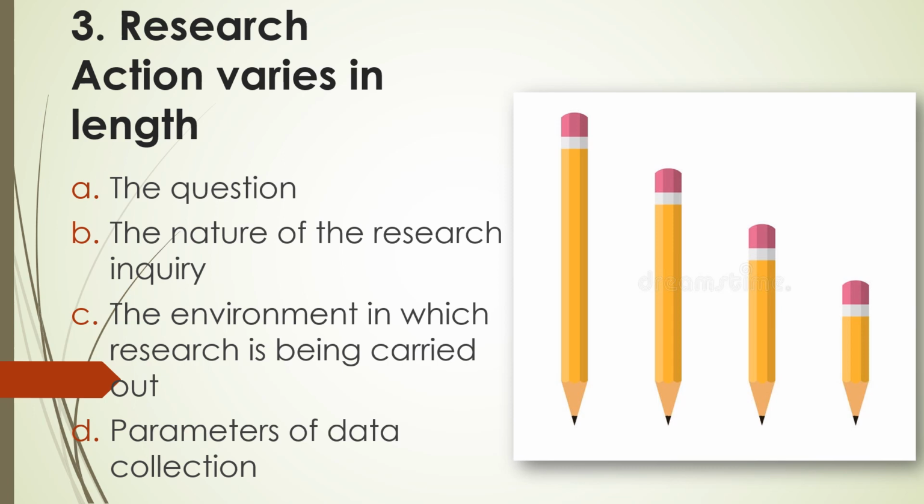Action research varies in length. It can be short or long, but the duration basically depends on a number of factors such as the question, the nature of the research inquiry, the environment in which research is being carried out, and the parameters of data collection. For example, if we are working in a college, we can conduct research in a minimum of like 2 class observations. If we are teaching in a school, then it can take at least 2 weeks to collect the data. And for professional presentations, it can take at least 2 months for data collection.